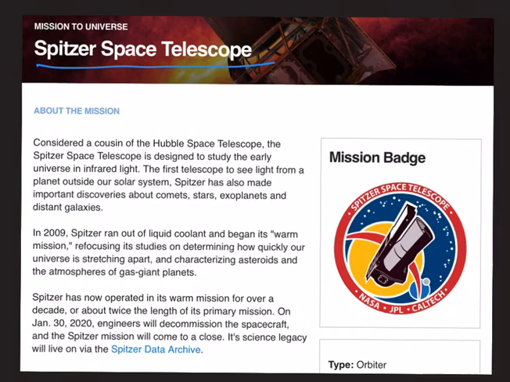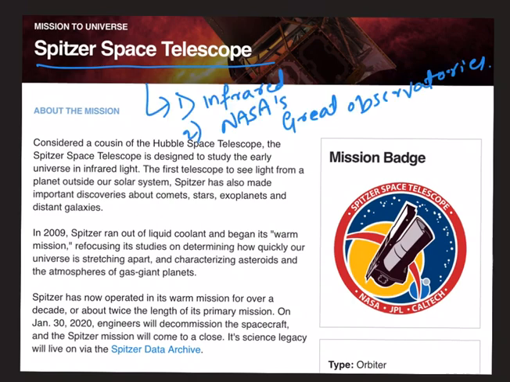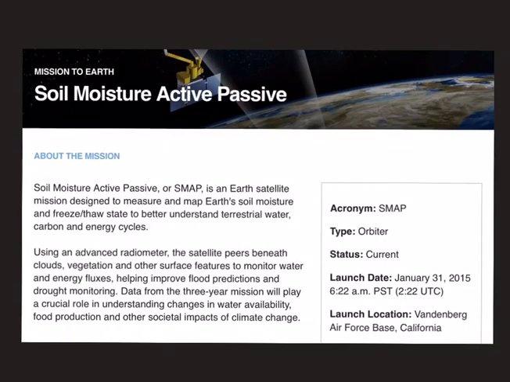So what is important here with respect to the Spitzer Space Telescope? Firstly, it operated in the region of infrared, and secondly, it was part of NASA's Great Observatories program, and thirdly, please note that it has now been retired in January 2020. And the next mission we have is Soil Moisture Active Passive, which is also popularly known as the SMAP.